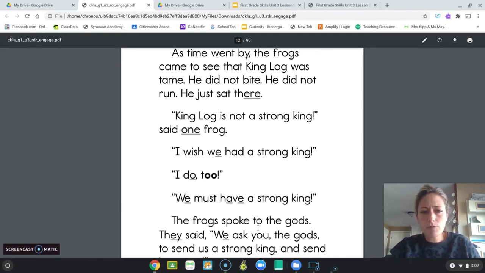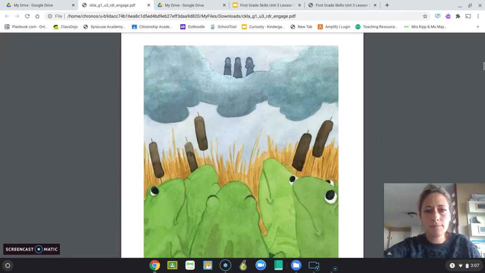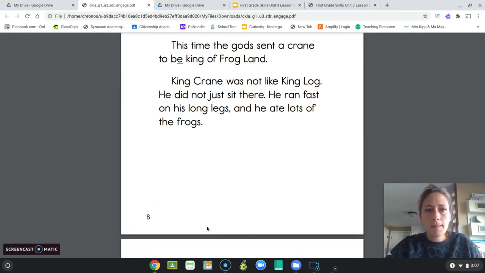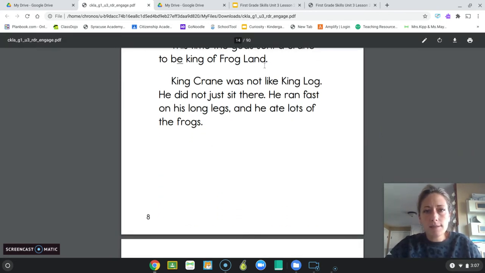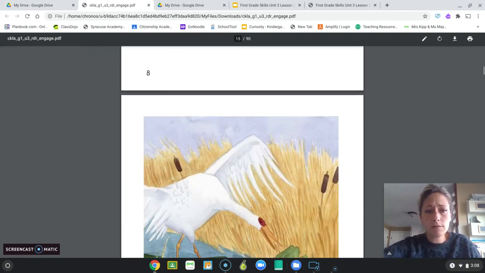The frogs spoke to the gods. They said, "We ask you, the gods, to send us a strong king and send him soon." This time the gods sent a crane to be king of Frogland. King Crane was not like King Log. He did not just sit there. He ran fast on his long legs and he ate lots of the frogs.